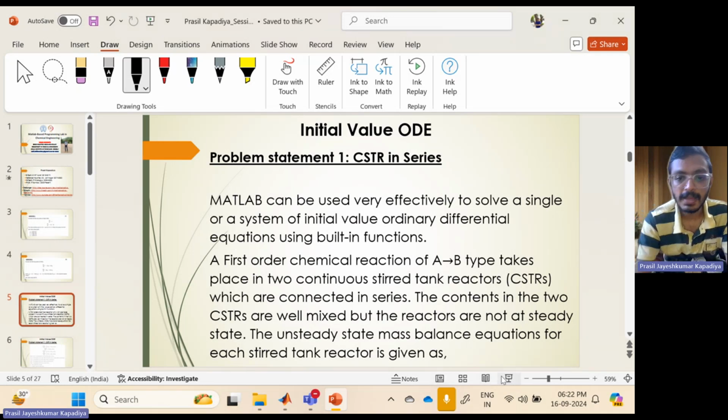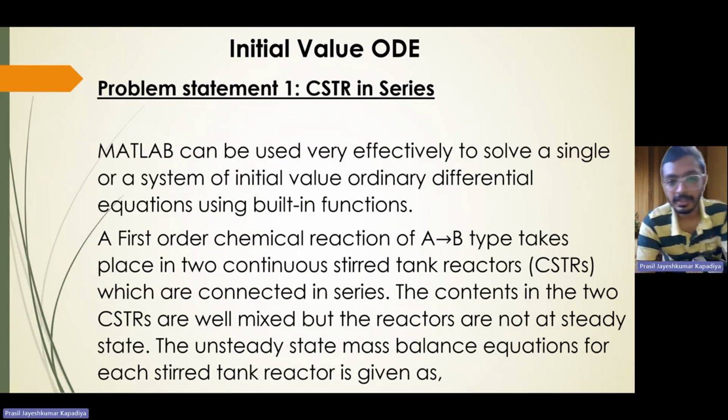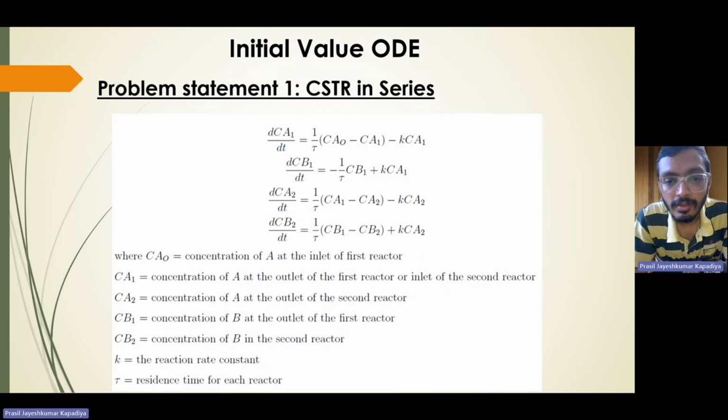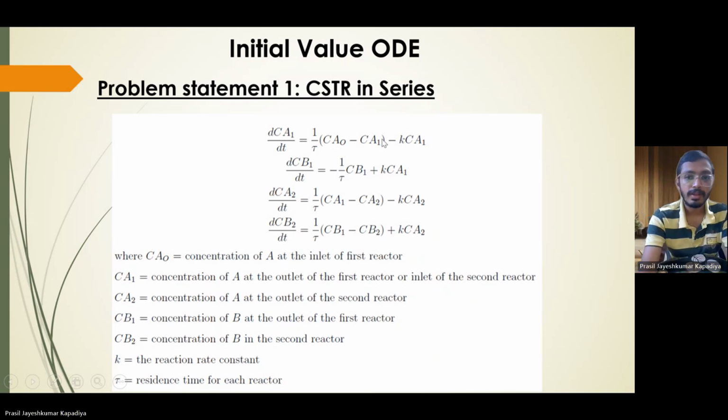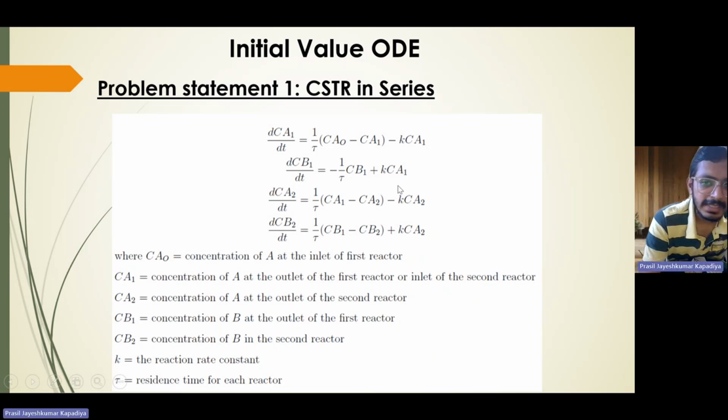The unsteady state mass balance equation of a certain reactor is given by this formula: dCA1/dt = (CA0 - CA1)/tau - k CA1. What do you understand from this? The value of CA1 is changing with time as (CA0 - CA1) divided by tau, minus, as this is a first order reaction, k into CA1.